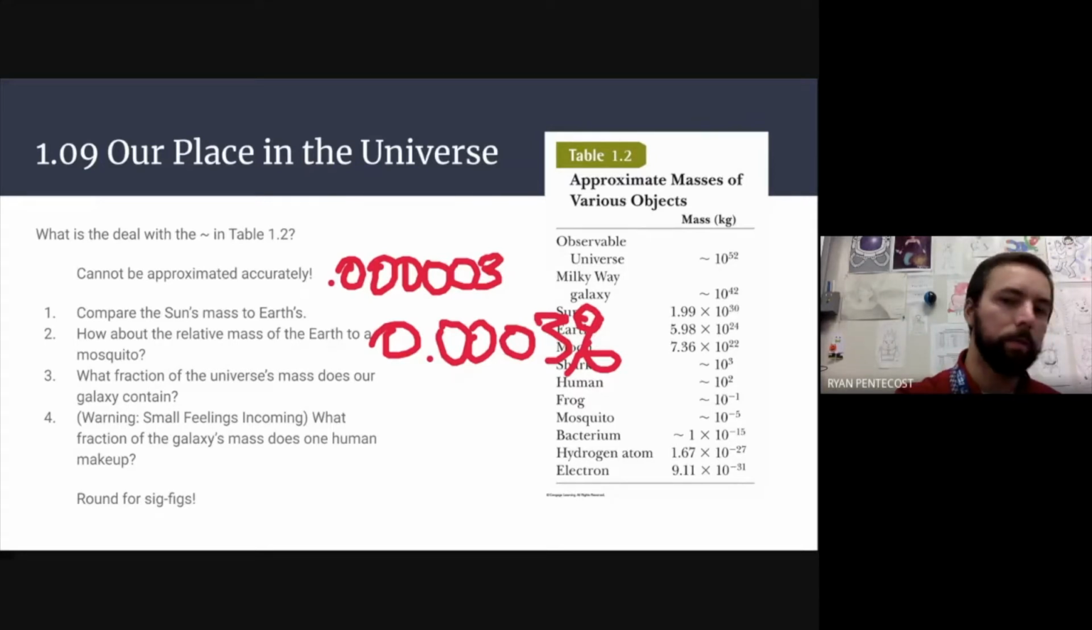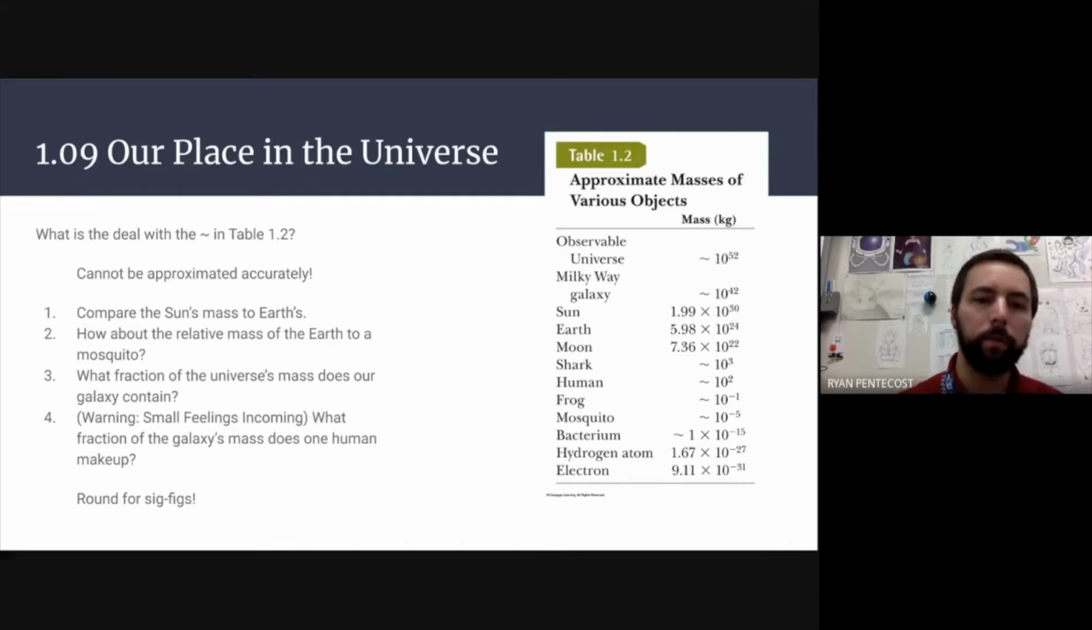Clear drawing. All right, so how about the relative mass of the Earth to a mosquito? This time we'll do Earth divided by mosquito to see how many times bigger the Earth is than a mosquito. So we will take 5.98 times 10 to the 24th, and we will divide that by the mass of a mosquito, which is 10 to the negative 5. So this is going to be a huge number.